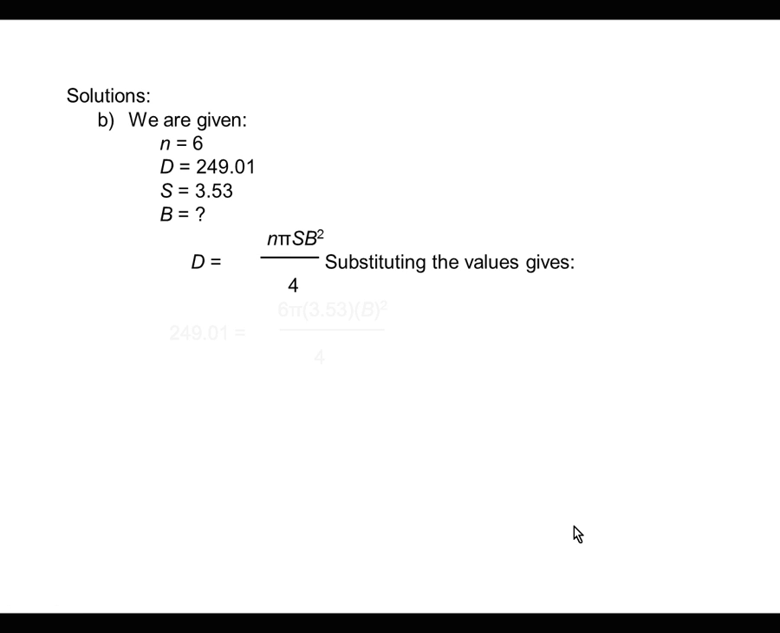Okay, in question B, you're told it's a 6-cylinder, so N is 6. You're told the displacement in this one, 249.01. You're given the stroke is 3.53, and you're looking for the bore. Again, there's our formula. So substituting the values, I'm going to have 249.01 is equal to 6 pi times 3.53 times b squared all over 4.